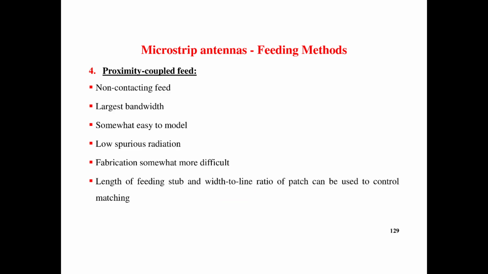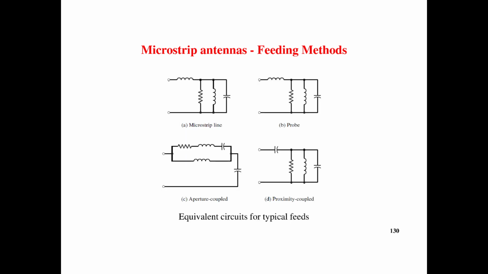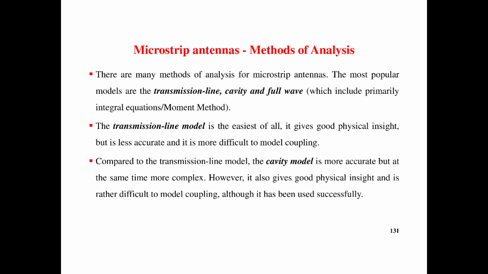Proximity coupled feed is a non-contacting feed with the largest bandwidth, somewhat easy to model, low spurious radiation, and the length of the feeding stub and line width control the patch matching. Microstrip antenna feeding structures will have an equivalent circuit. Methods of analysis: transmission line, cavity and full wave integral methods. The transmission line model is the easiest method and gives good physical insight, but it is less accurate.